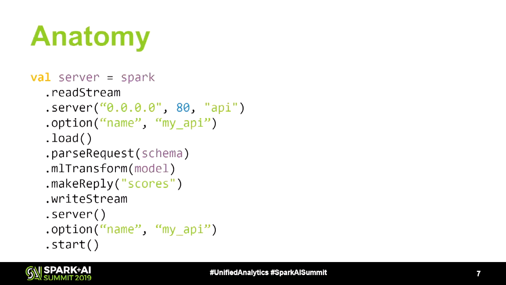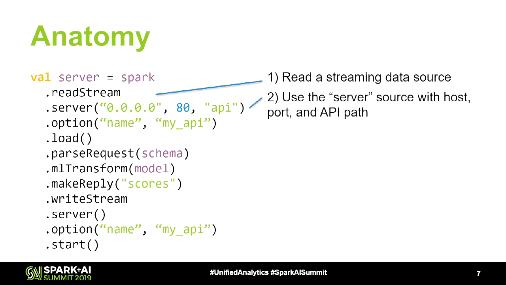And so we can take a look in greater detail at what's actually going on in this computation. That small bit of fluent code is doing a lot, and I want to go through and show you what is going on. So the first step is that we just get into the spark.readStream menu. This gives you access to all the different streaming data sources. And we've added this new data source, the server data source. And it takes a few parameters, namely the host, the port, and the API path.